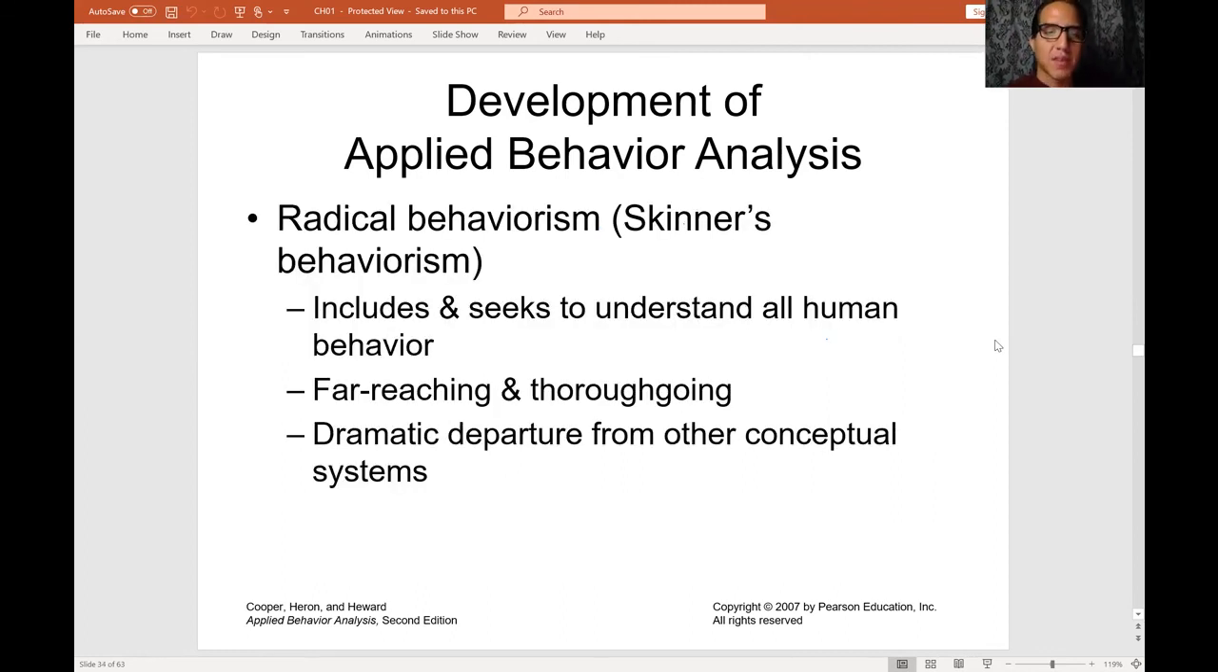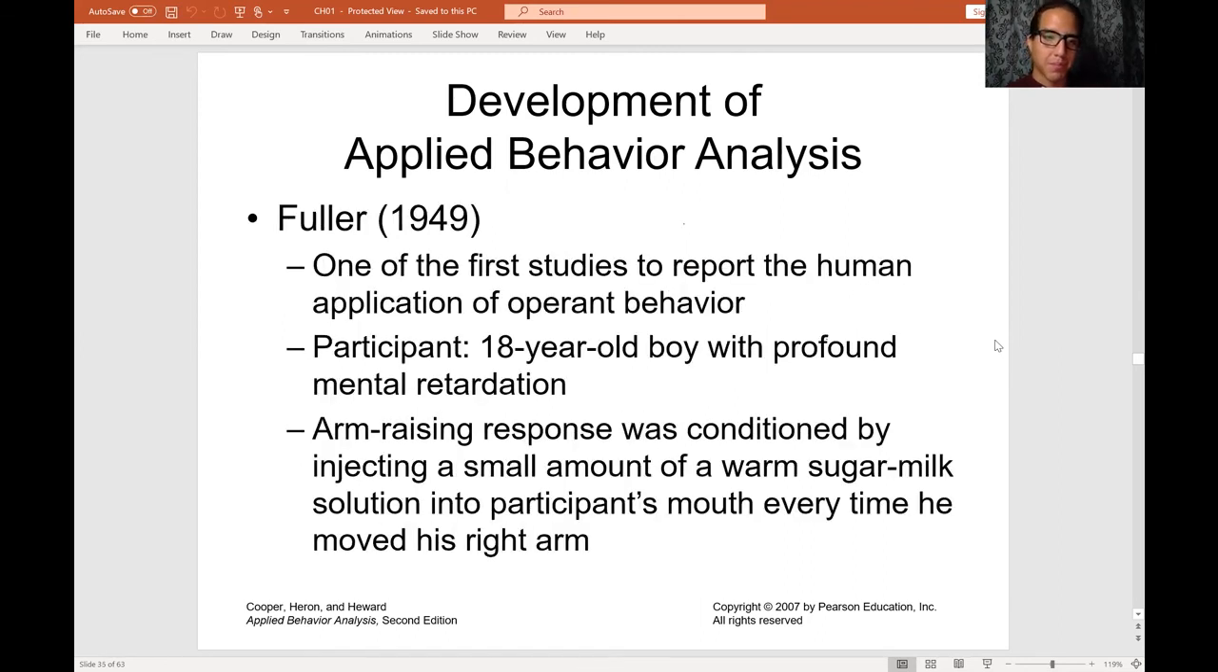Radical behaviorism, Skinner's behaviorism, includes and seeks to understand all behavior. And again, it is radical because it's far reaching and thoroughgoing. It is a dramatic departure from the conceptual systems that were placed before.